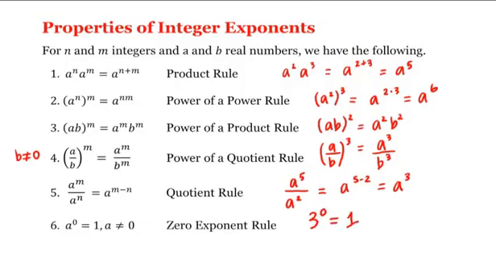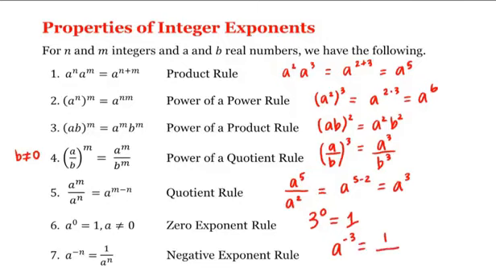And the last property to consider here is that a to the negative nth power is equal to 1 divided by a to the positive nth power, and is often referred to as the negative exponent rule. For example, a to the negative third power is equal to 1 divided by a to the third power. All right, let's see an example.